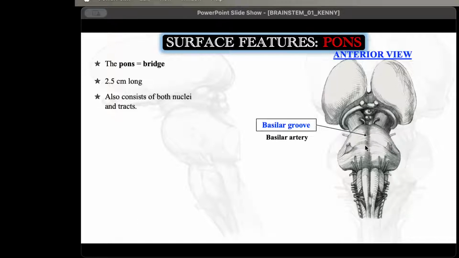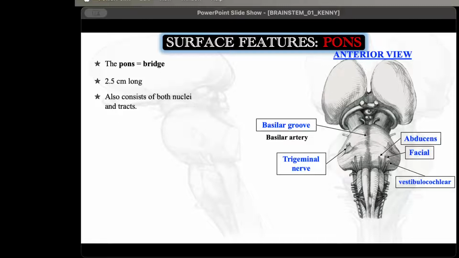So let's see the nerves that originate from the pons. We have the trigeminal nerve, which is cranial nerve number 5, which originates from the pons. We also have other nerves like the abducens nerve, which is cranial nerve number 6, and cranial nerves number 7 and 8, the facial nerve and vestibulocochlear nerve. But you can see here that the trigeminal nerve is the only nerve that comes from the pons proper, the pons per se.